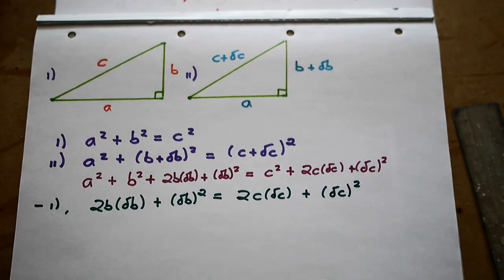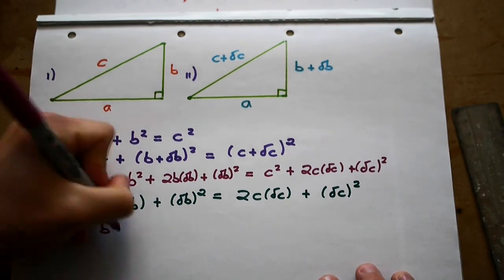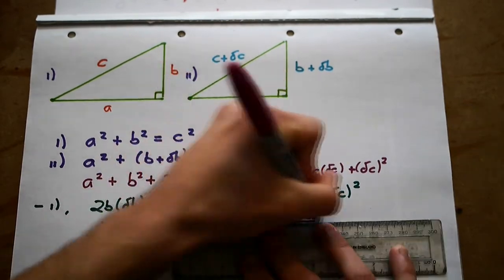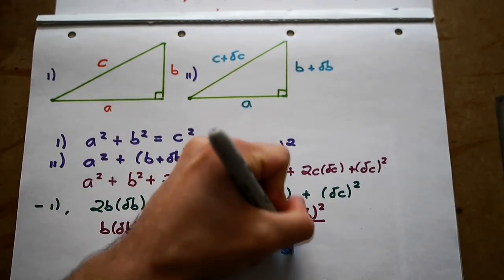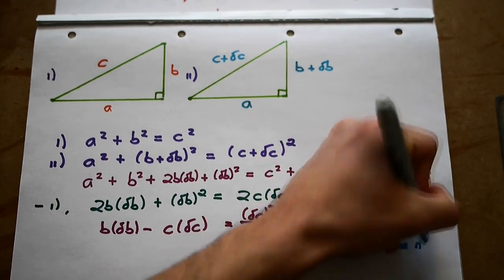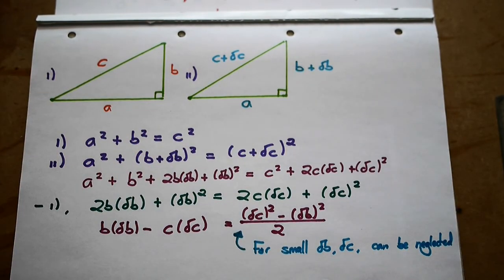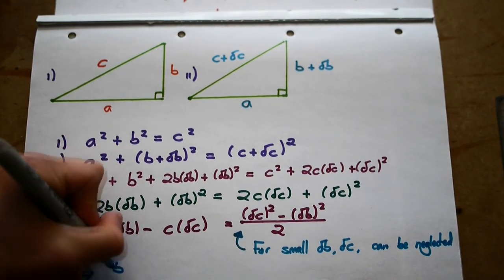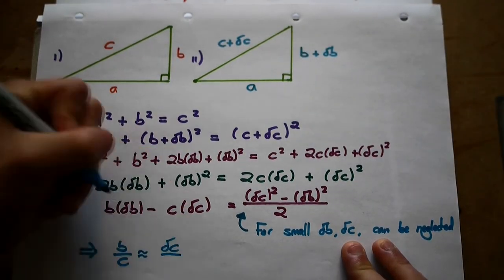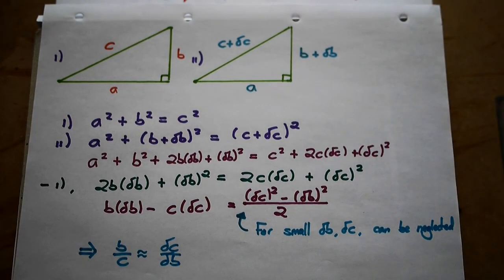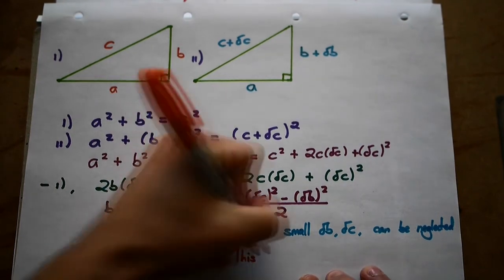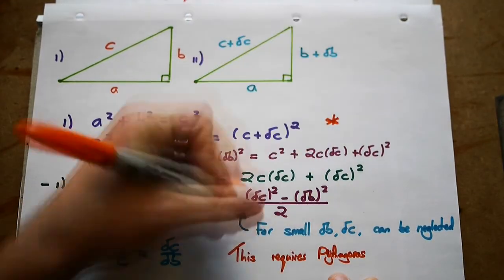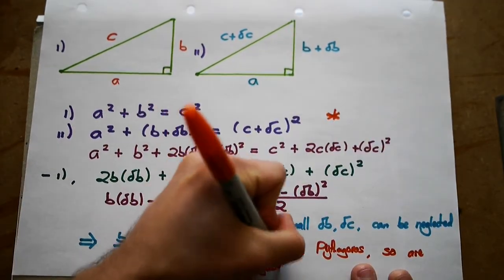By rearranging and dividing by 2, we have b delta b minus c delta c equals (delta c squared minus delta b squared) all over 2. As delta b tends to naught, delta b squared and delta c squared become negligibly small compared to delta b and delta c, and so the right-hand side tends to 0 a lot quicker than the left-hand side. This leads to our approximation b over c is approximately delta c over delta b, and we can see that our assumption was valid. However, in proving this, we've used Pythagoras' theorem, so I'm not entirely convinced about this proof, although it does show there are many ways to approach this problem.